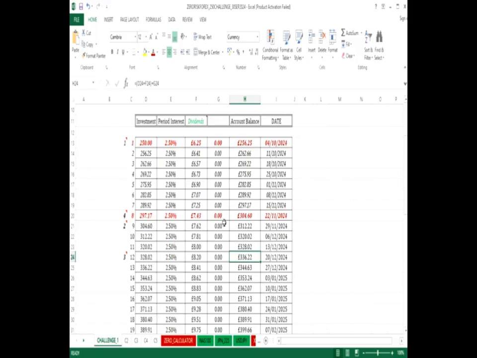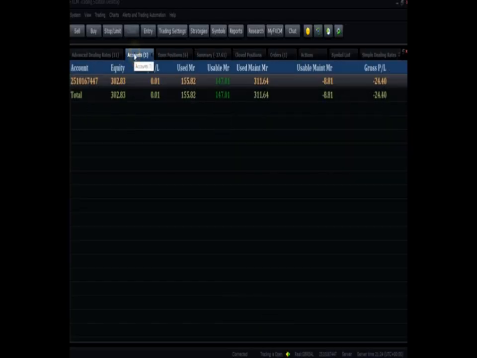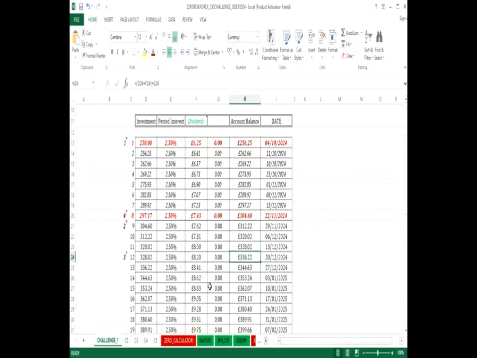All right, guys, so I will leave it there for now. Current balance is 302.83, down from our previous week's balance, which was 336. Okay, so we'll leave it there.